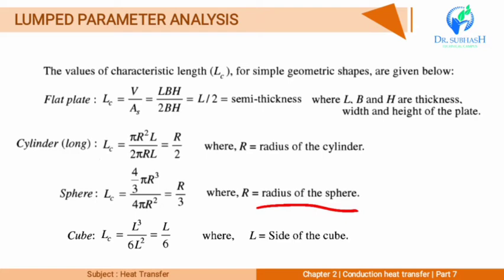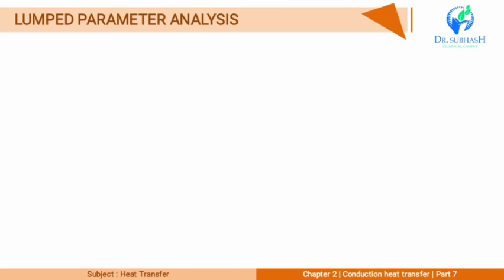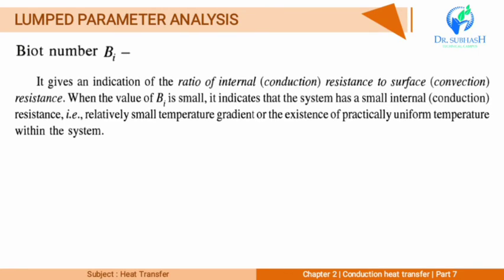For the cube, the characteristic length is equal to the ratio of volume by area, that is L cube by 6 L square. So we get the characteristic length L by 6, where L is the side of the cube. The Biot number: already we derived the equation for the Biot number, that is hL by K, where K is the thermal conductivity, L is the characteristic length and h is the convective heat transfer coefficient.